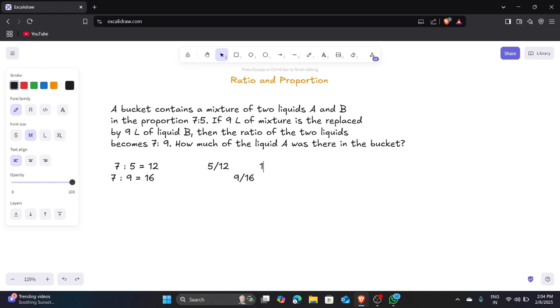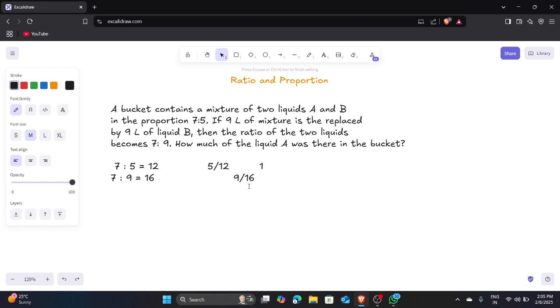What this is saying is, in the first fraction, the total quantity is 12 units, in which only 5 units are B. In this fraction, the total quantity is 16 units, but the value of B is 9. From a total of 16, only 9 units are B. But in this one, everything is B. It shows that the quantity is totally pure, having only liquid B. That's why we have taken 1 here.